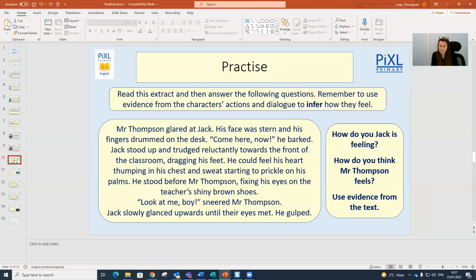Okay, your turn now. So pause the screen here, read the passage about Mr. Thompson and Jack. You're going to think about their actions, their dialogue, and the description to answer these two questions. How do you think Jack is feeling? And how do you think Mr. Thompson is feeling, using their actions and their dialogue? So pause the screen and then I'll go through some of the evidence.